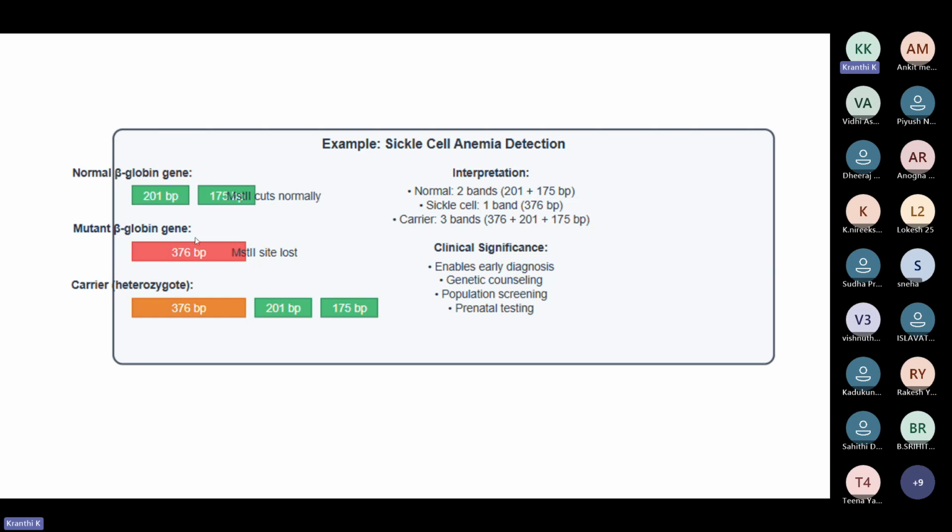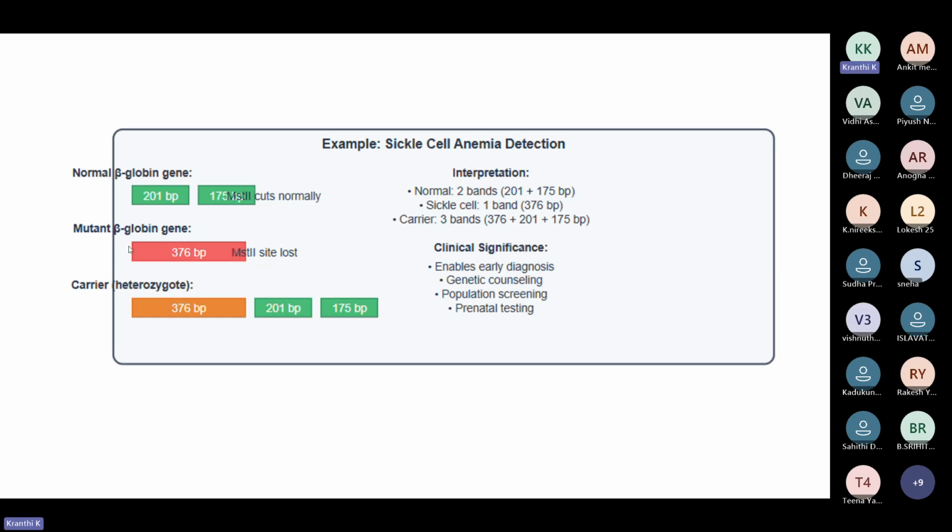But what does the mutant globin do? The mutant one will change the sequence of this MstII site. Here what is there is a base pair, right? So here the base pair mutation will happen. When the base pair mutation happens, the MstII site is unable to cut in this location, because it will cut in the specific location only, but that location got mutated, right? When the mutant happened, it is unable to cut there.